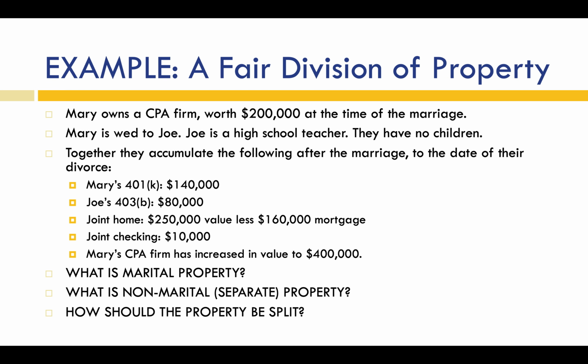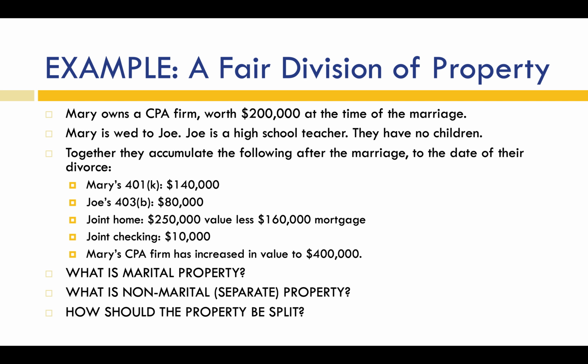So here's an example. Mary owns a CPA firm which is worth $200,000 at the time she gets married. She weds Joe. Joe's a high school teacher. They don't have any children. They accumulate the following assets after the marriage. So other than that CPA firm worth $200,000, no other assets that they had. Mary then accumulates in her 401k $140,000. Joe has a 403b, which is like a 401k, but it's for government employees, like Western Kentucky University. That's 80,000. They jointly own a home. It's worth 250,000. They still have a balance on the mortgage of 160. Joint checking account of 10,000. And Mary's CPA firm has increased in value to 400,000.